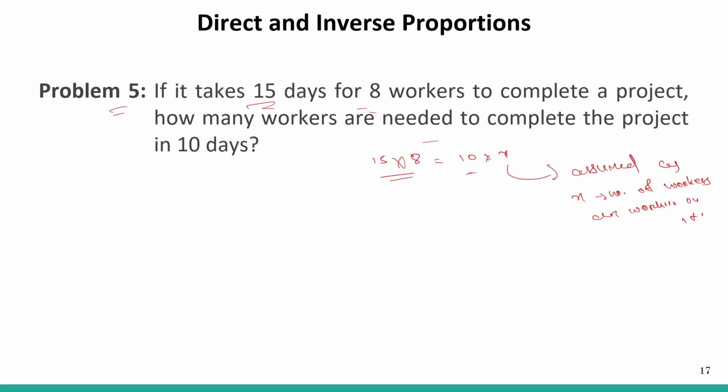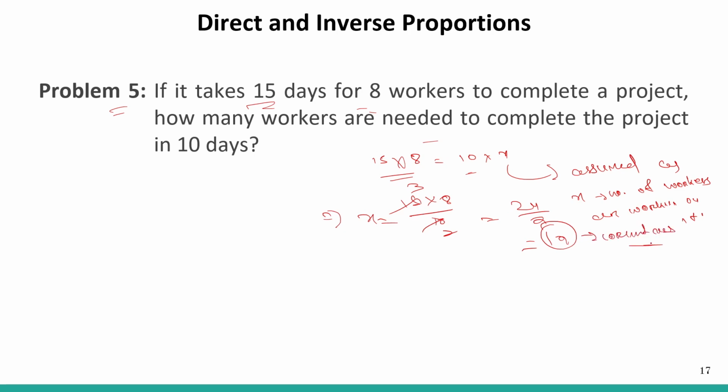So what we have here is a deadline, and we can put any amount of workers. So how many workers do we need? This will be equal to what? X is equal to 15 into 8 by 10, right? So this is 2, this is 3. So 3 into 8 is equal to 24 by 2 is equal to 12, right? So 12 is the correct answer.